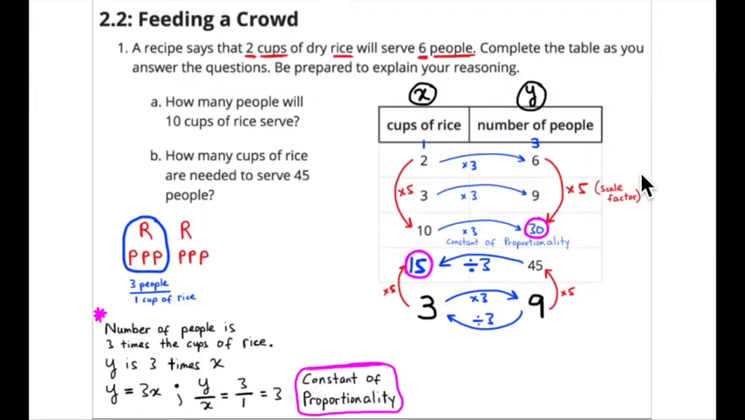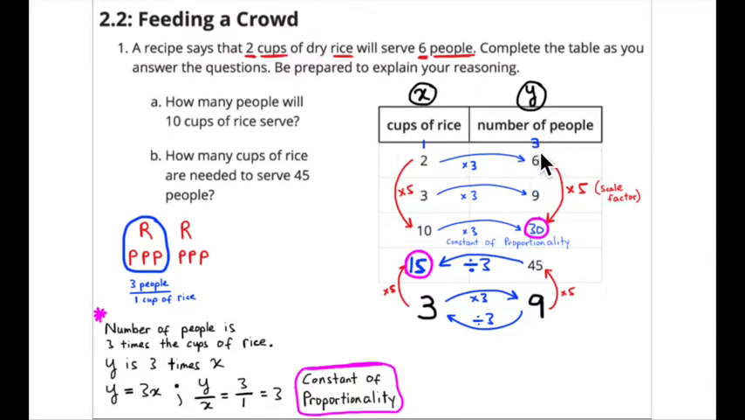All right, this is activity 2, so more of using tables. So now we're going to see that some differences arise. So it says a recipe that 2 cups of dry ice will serve 6 people. So complete the table. So how many people will 10 cups of dry rice, did I say dry ice? How many people will 10 cups of rice serve? Well, the number of people that get served is 3 times the number of cups of rice. So that's an important point to understand.